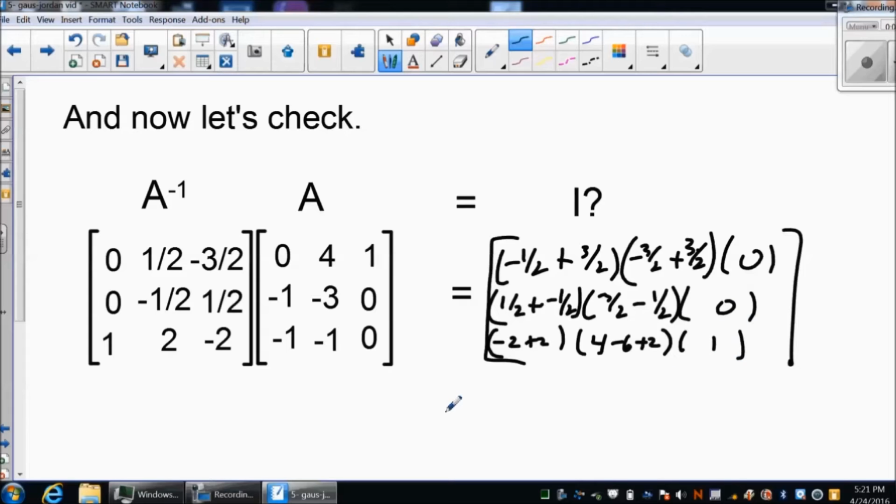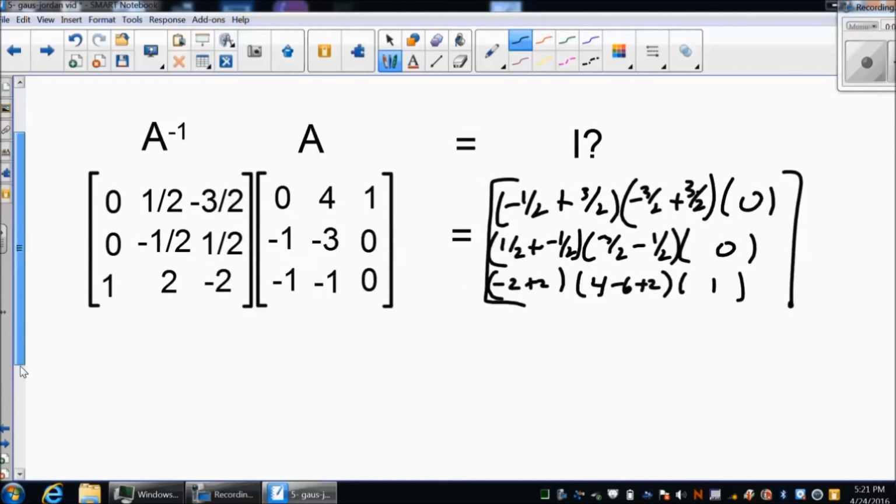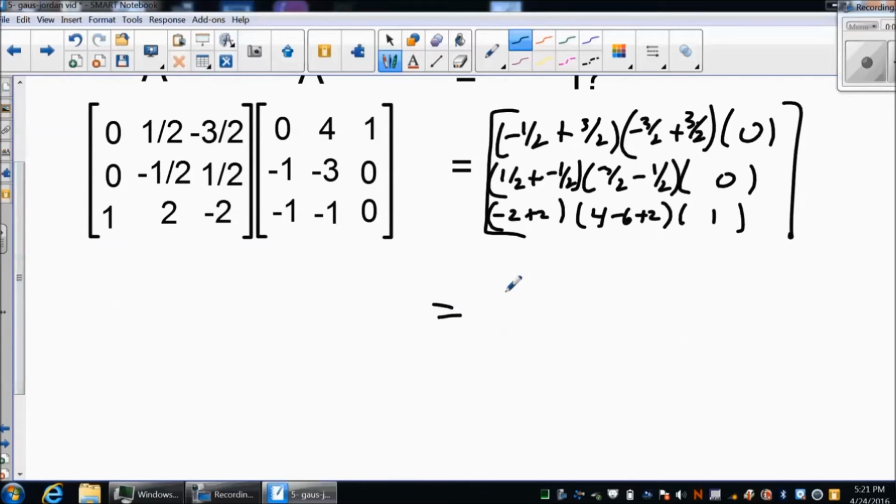So if we simplify this and take a look at our matrix, negative 1/2 plus 3/2 is a 1. Negative 3/2 plus 3/2 is 0 and 0. Negative 1/2 minus 1/2, 0. 3/2 take away 1/2 is 2/2, or 1, 0. 0. 4 minus 6, negative 2 plus 2, 0, 1.